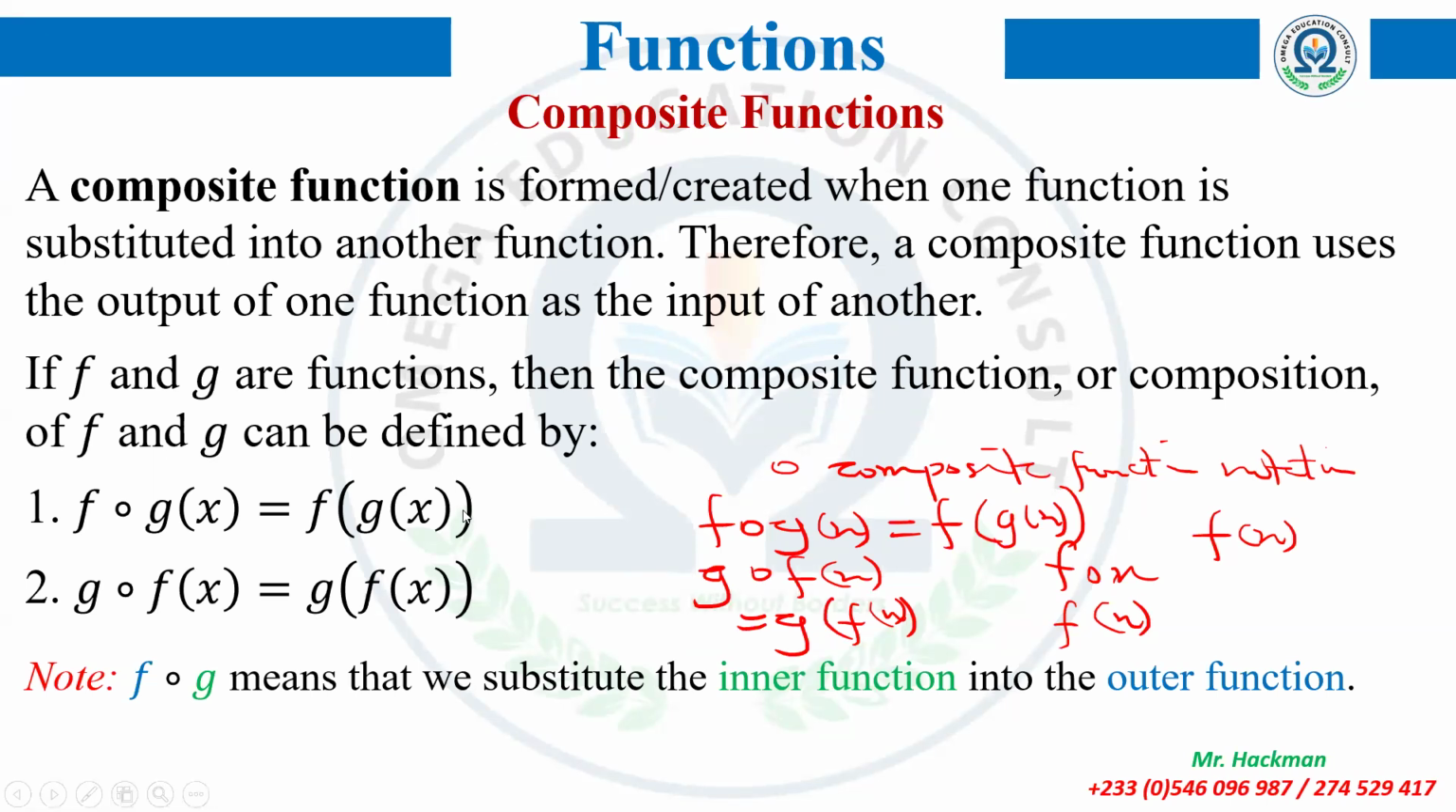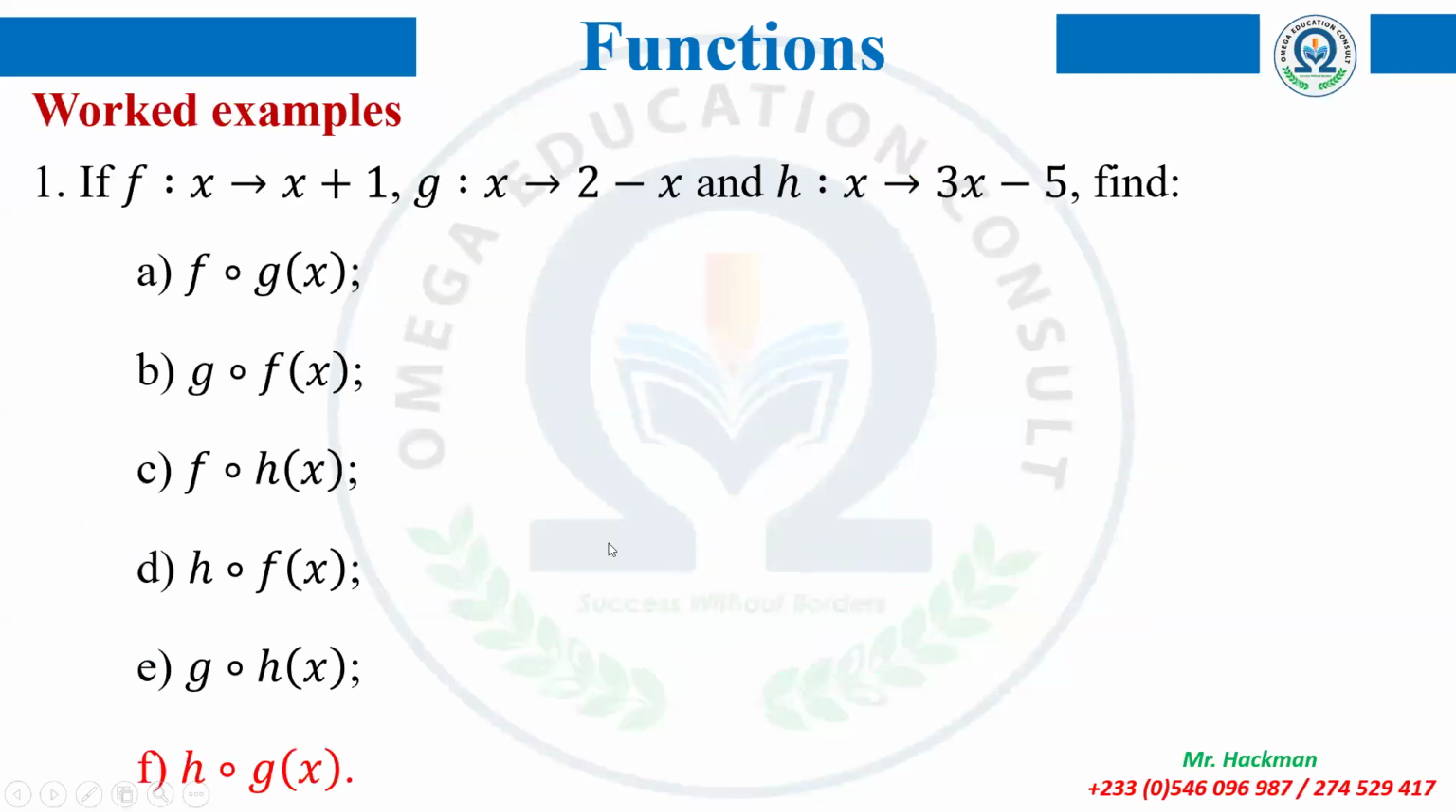So now that we know the notation and what it means, let's go and look at how to find the composition of functions. Quickly, let's look at the following examples. This is where we will end. So now, work example 1. If f is such that x maps to x plus 1, so we've been given 3 functions.